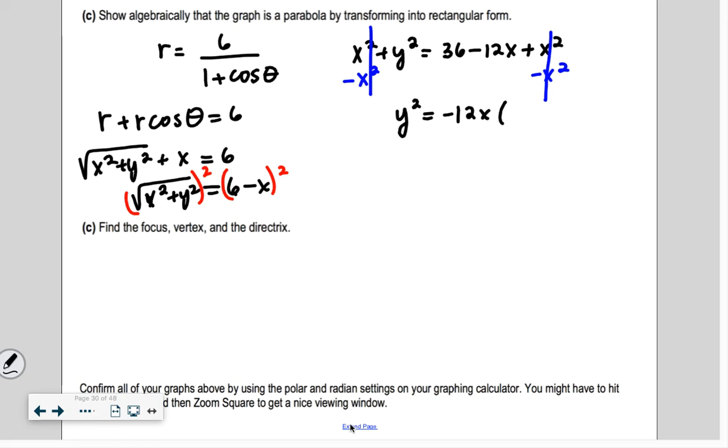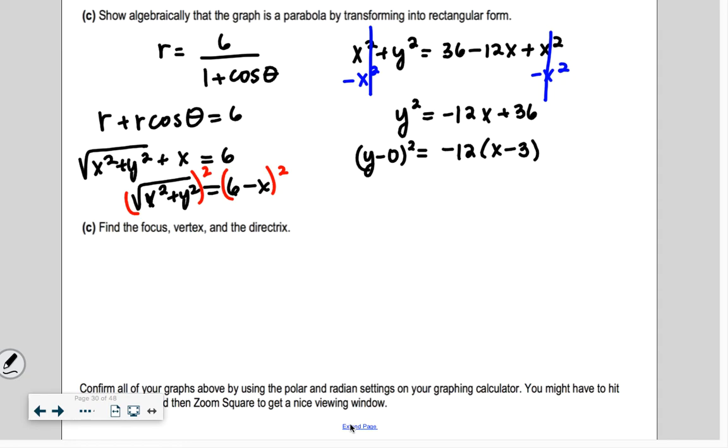So let's pull out the negative 12 and write it as x. Well, let me rearrange it first so you can see it. So I'm going to have negative 12x plus 36. So when I pull out a negative 12, I have x minus 3. Do you see how this is set up as like y minus 0 squared equals 4p times? Does that make sense?